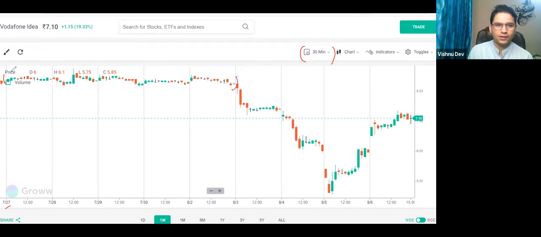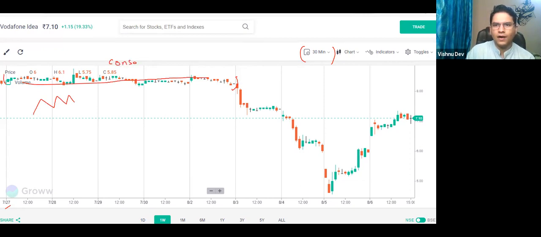What is the trend? Tell me, what is the trend? Sir, sideways trend. Not sideways, it is consolidating. Sideways will be like this. But yes, it's almost flattish, so it is consolidating.